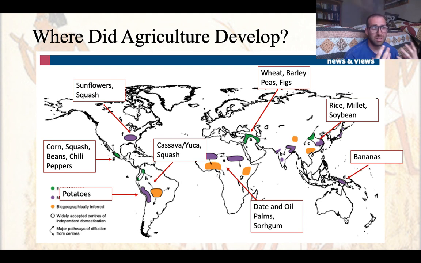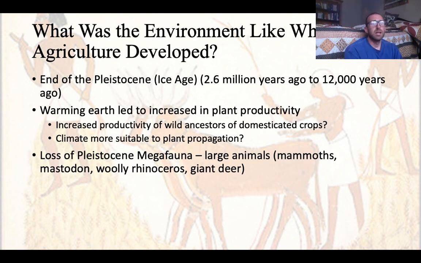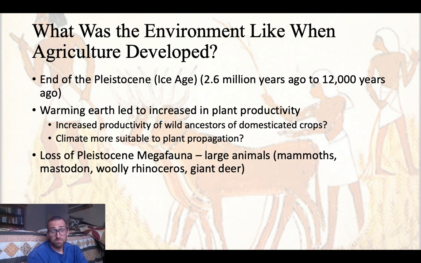So what are the conditions at that time that may have led to agriculture? So let's take a look at the environment, right? So agriculture is going to develop everywhere. What's the environment like around this time period? Well, 12,000 years ago marks the end of the Pleistocene. And the Pleistocene is essentially the Ice Age, or we had a period of ice ages, right? It lasted from 2.6 million years ago to 12,000 years ago.